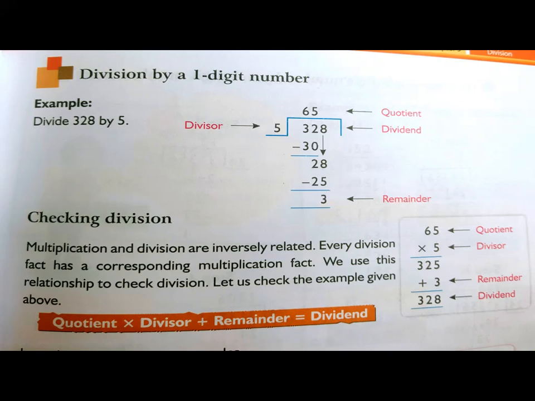Also, there is a verification method for division. That is, quotient multiplied by divisor plus remainder gives dividend. So the quotient is 65 into divisor 5 is 325, plus remainder 3, we get 328. So the dividend is correct, so our division problem is also correct. This is how you have to verify division.